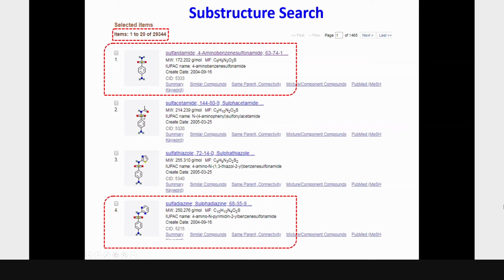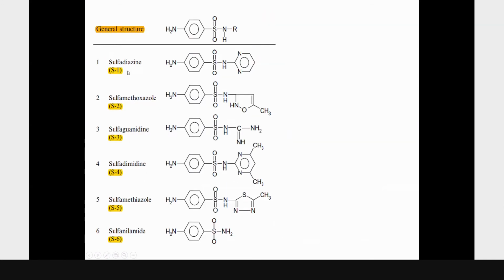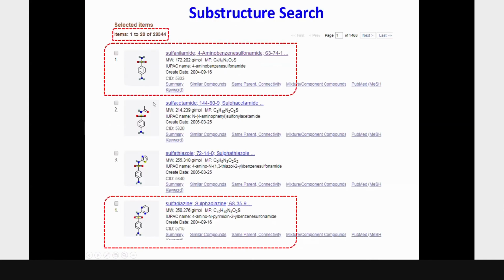Again, this is not ordered in a particular way. There is no criterion, it has just given you all the components randomly. By surprise, at fourth number it has given you a compound called sulfadiazine, which was one of the components from your assignment. This also matches this particular substructure.